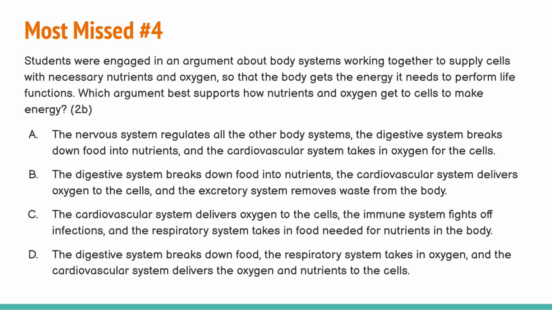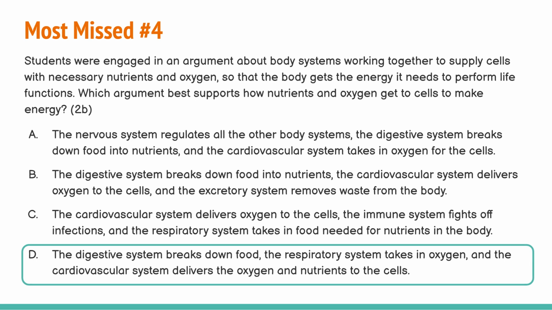Now, this makes a little more sense because we know the digestive system will bring the nutrients. The respiratory system takes in oxygen. We know that. And the cardiovascular system delivers the oxygen and nutrients to the cell, which is the blood. Through the blood, you'll get the oxygen and the nutrients to the cell. So the right answer is D, the digestive system breaks down food, the respiratory system takes in oxygen, and the cardiovascular system delivers the oxygen.